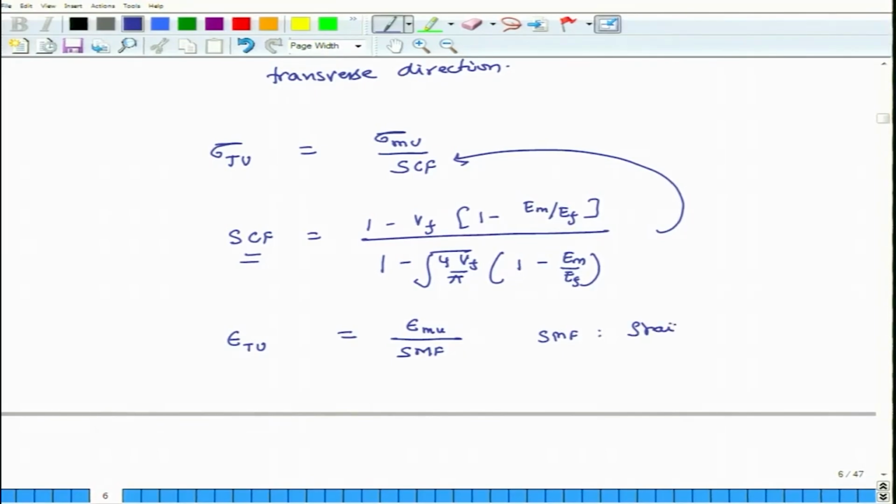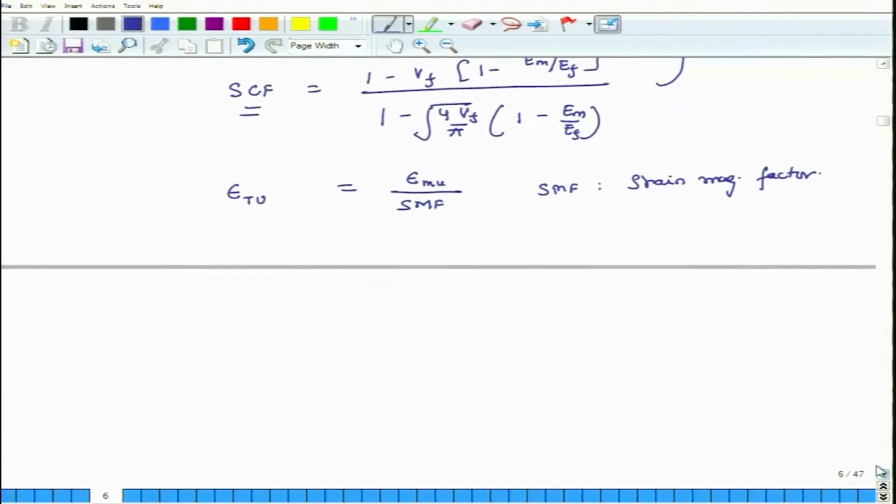strain magnification factor. So, this is a factor which is similar in its nature to stress concentration factor. Stress gets concentrated and then it becomes high. In a strain, in certain areas there is more strain, so strain gets magnified. So, that is why we call it strain magnification factor. And so this particular relation we will use if we know the failure strain of the matrix.